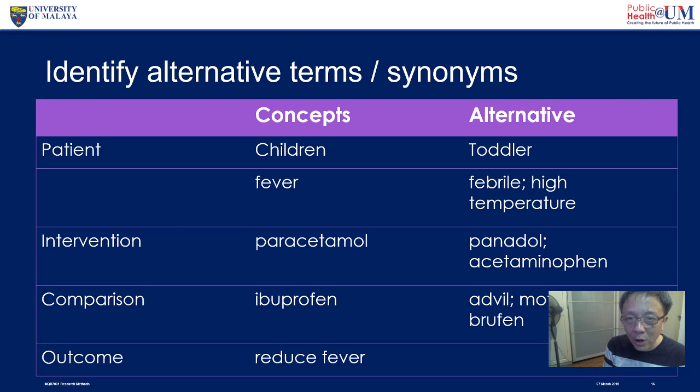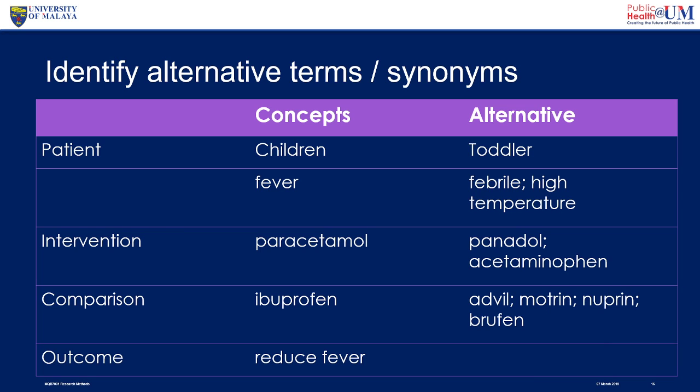But you also want to identify all the alternative terms. Children, how else can you call children? Toddler, maybe. Fever, how else can you call fever? Fever, high temperature. Intervention, paracetamol or Panadol. Comparison, we have ibuprofen, Advil, Motrin, and outcome is reduced fever. So, are you clear about comparison and intervention?